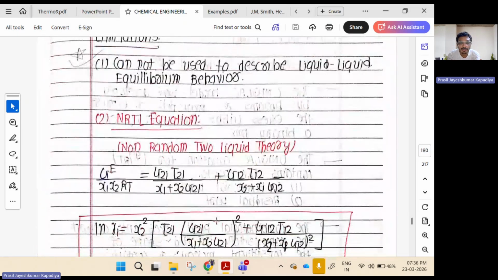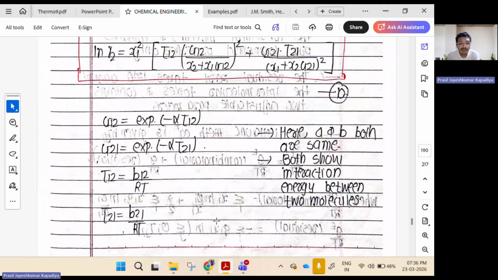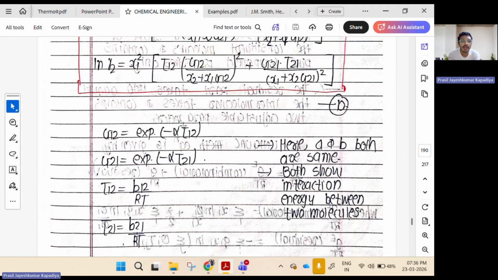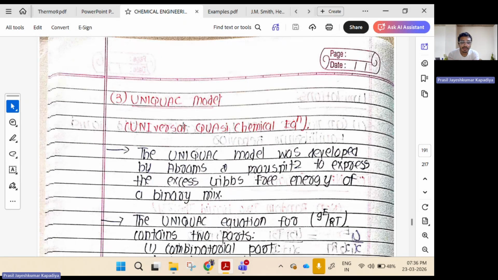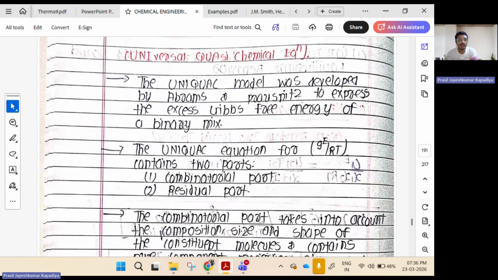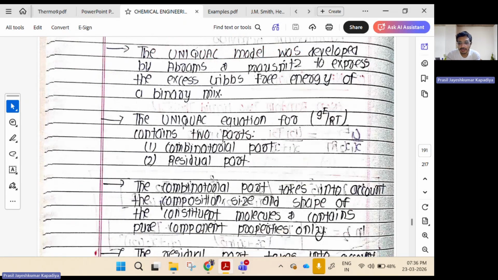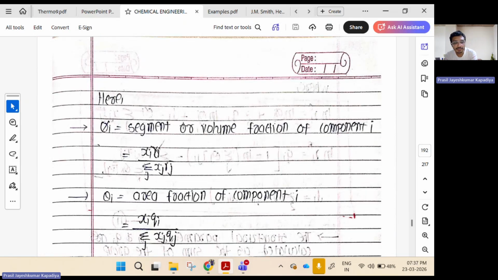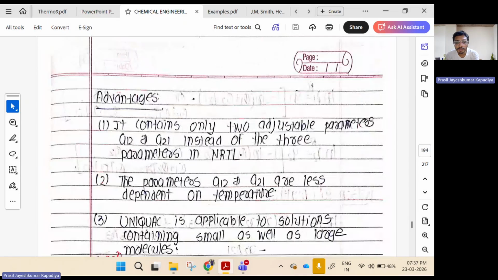Then NRTL, non-random two-liquid model, which had A12, A21, tau12, and G12 alpha, so many terms. Then a further complex equation, that is the UNIQUAC model. It has G by RT, two terms, a combinatorial part and a residual part. The combinatorial part takes into account the composition, size and shape of the constituent molecules, and it contains pure component properties only. Whereas the residual part takes into account the intermolecular forces and contains two adjustable parameters. So this was all about the UNIQUAC model.